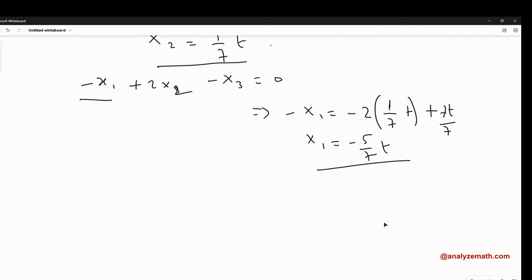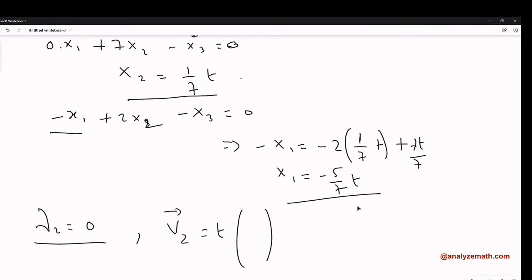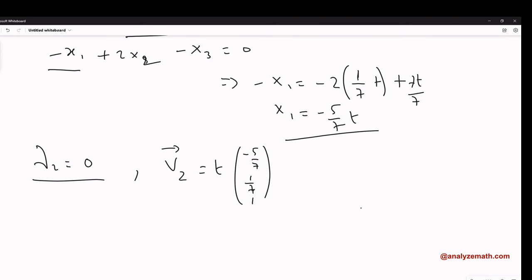Good. So when lambda equals 0, the eigenvector, let's call it v2, is equal to a real number, any real number t, multiplied. Now let's put the components. x1 is minus 5 over 7t, so we put here minus 5 over 7. x2, it's 1 over 7, and x3, it's 1. That's the eigenvector corresponding to lambda equal to 0.